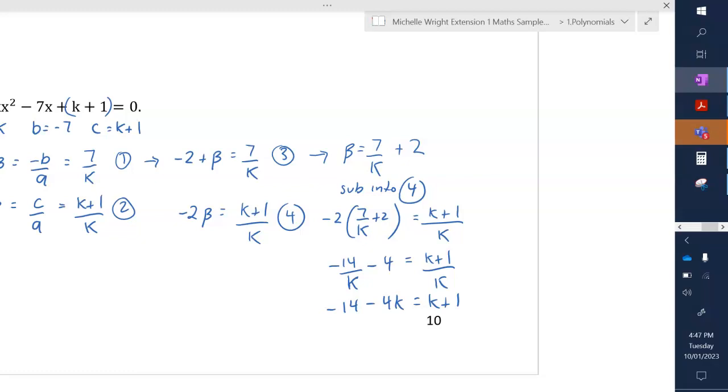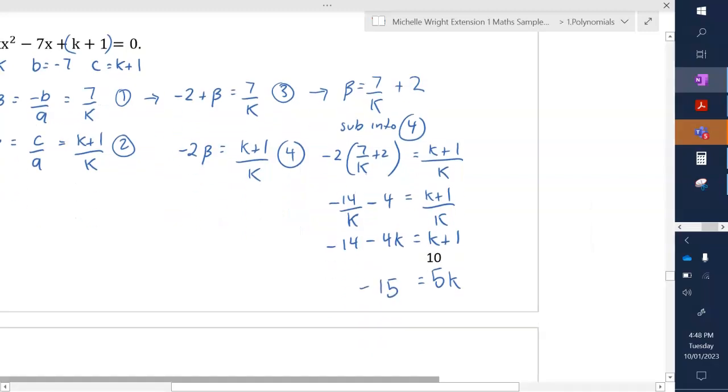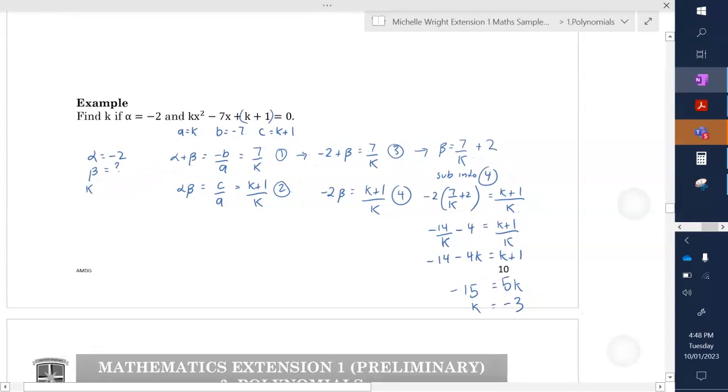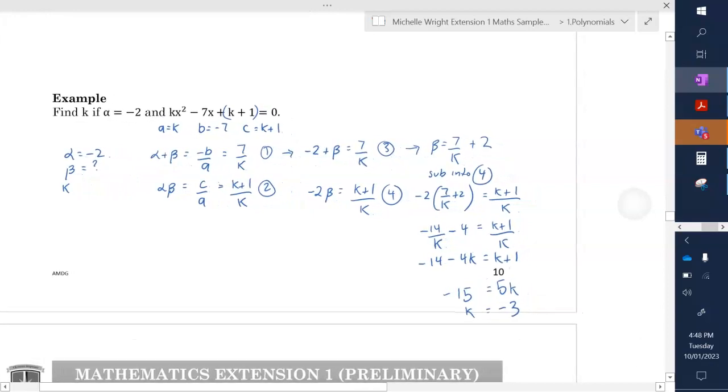Let's get the k's onto the right-hand side. If I add 4k, I'm going to end up with 5k on the right-hand side, and my left-hand side is going to be minus 14, and I'm going to be taking 1 away, so I'm going to be minus 15. So k is going to be equal to minus 15 divided by 5, which is minus 3. That's the answer. That's what it wanted us to work out, but we could also find our other root, but it only wants us to find k in that case.